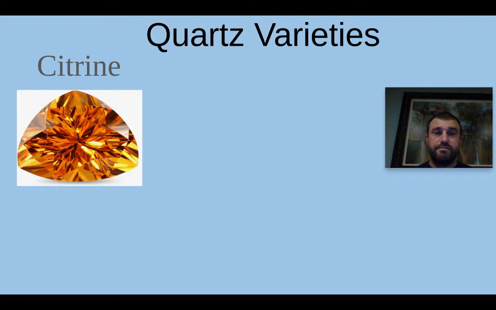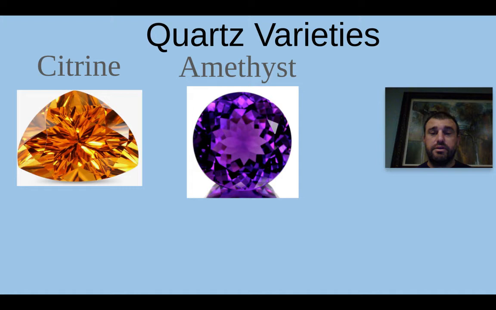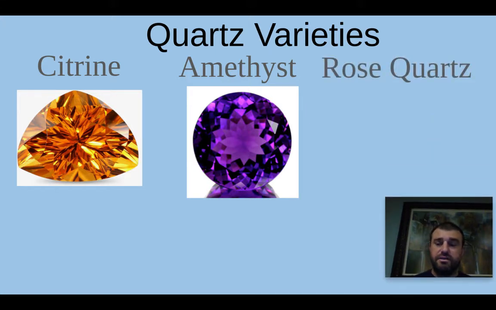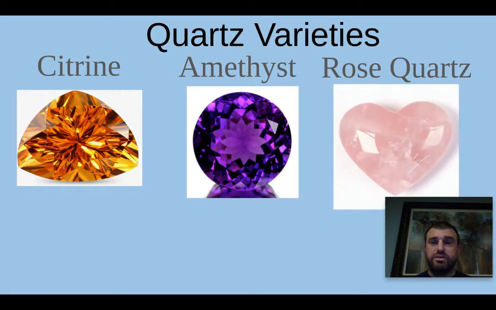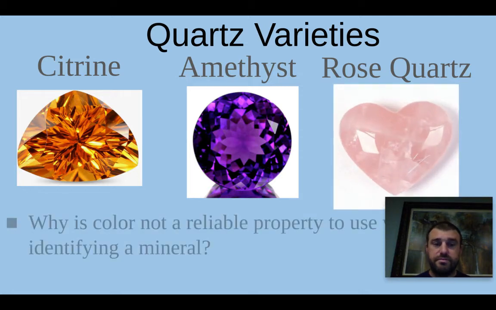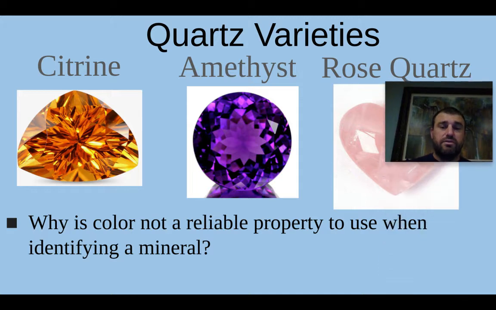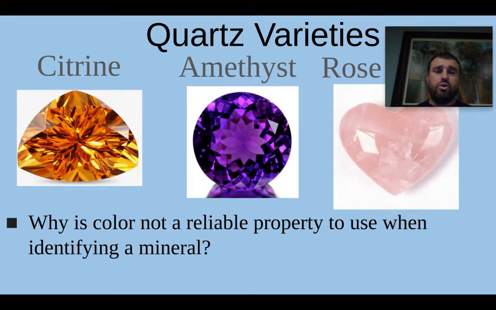So quartz comes in numerous varieties. If it's yellow to orange, it's called citrine. If it's pink to purple, it's called amethyst. And that's February's birthstone. And if it's a pale pink, it's known as rose quartz. So these are all quartz.